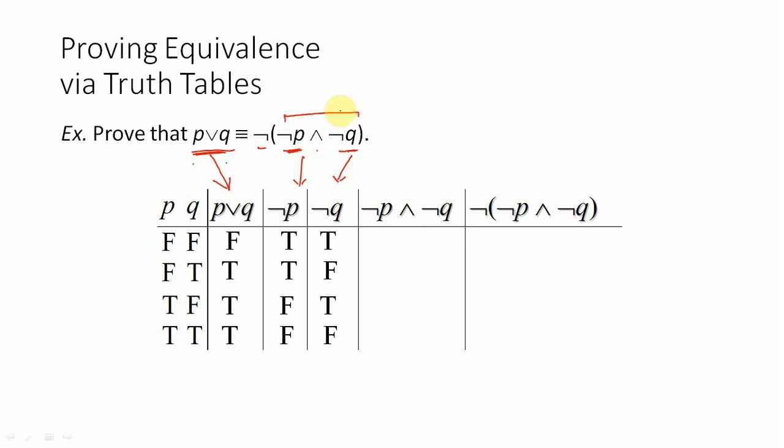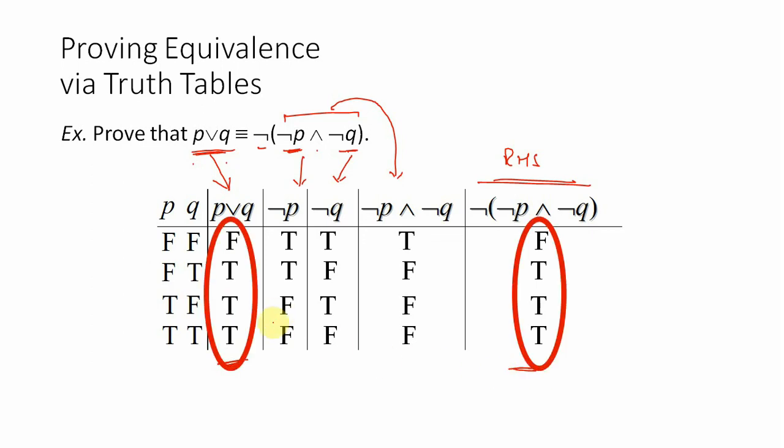This is the truth table for this part, and this is the truth table for the entire RHS. Now you can compare the truth table for the left hand side part and the truth table for the right hand side part, and you can see that it is false, true, true, true. It is also false, true, true, true. So both the truth tables are the same. We can infer from this that this expression is logically equivalent to this expression.